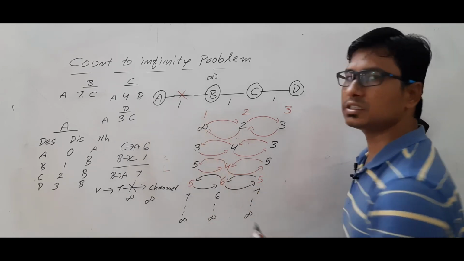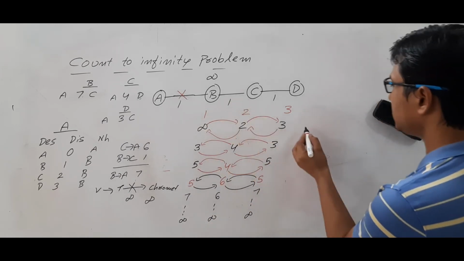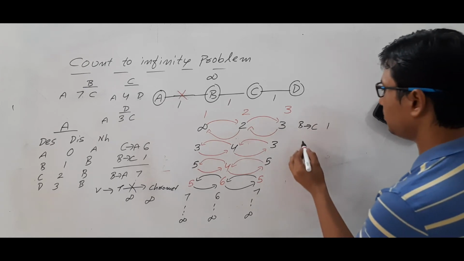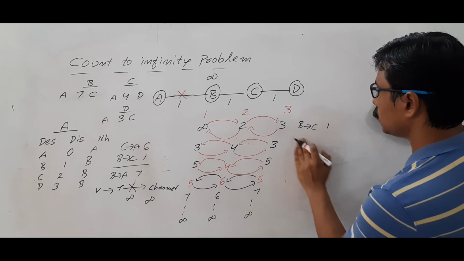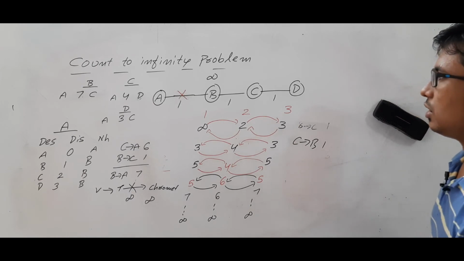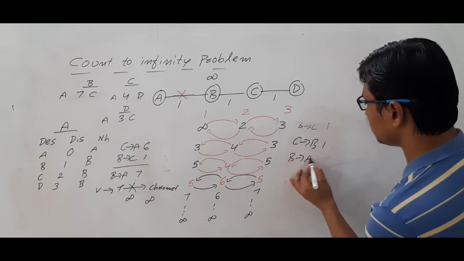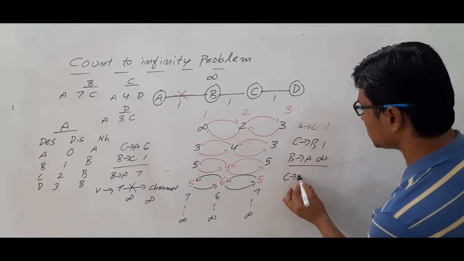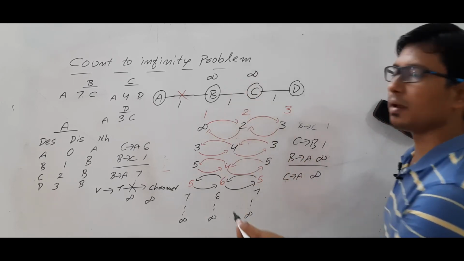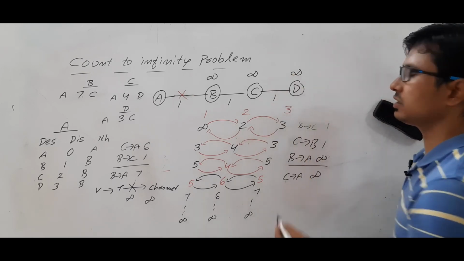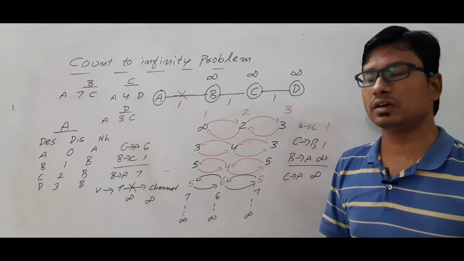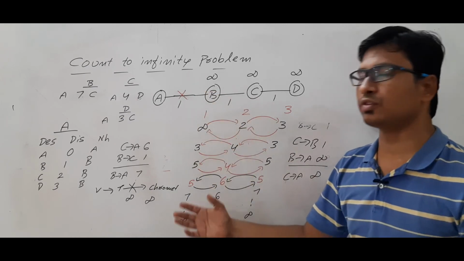If A to B distance is infinity, and B to C distance is 1. Are you able to understand? C to B distance is 1. B to A distance is infinity. Then C to A distance is infinity plus 1, which is infinity. That is quite natural, am I right? And infinity plus 2 is infinity. You should have found this very early. But in distance vector, this happens only after so many iterations.